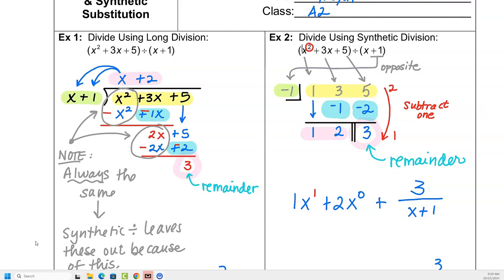Boo, right? Because I like synthetic division. You're going to like synthetic division as you practice it. You'll be like, oh, this is so much better. But it doesn't always work.